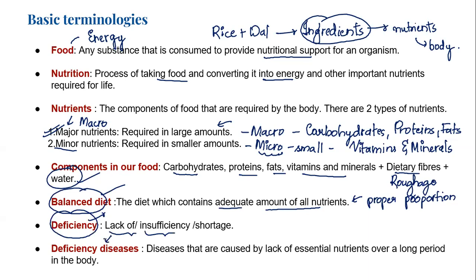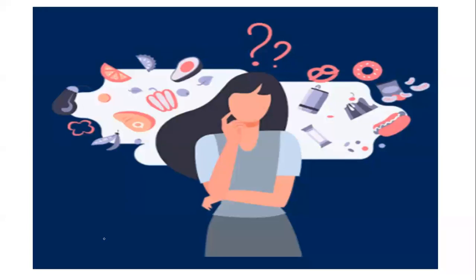As we got to know, deficiency is nothing but the lack, insufficiency or shortage of a particular nutrient, right? So the diseases that are caused because of the lack of the essential nutrients over a long period in our body are what we call deficiency diseases.